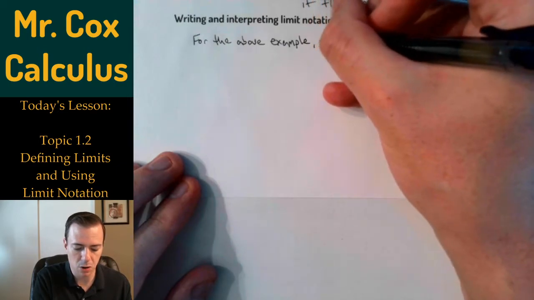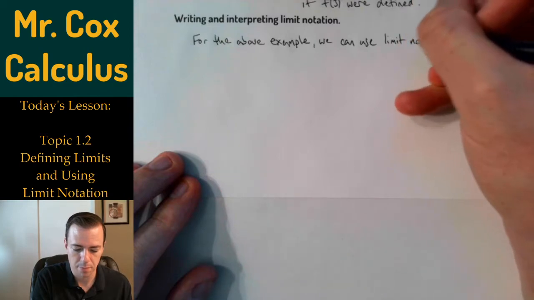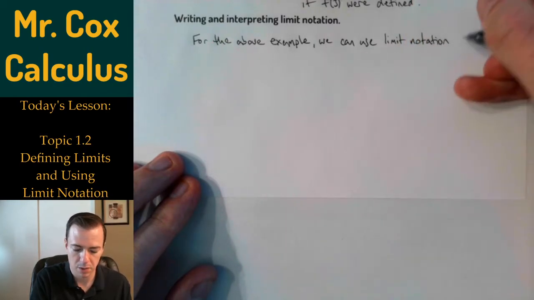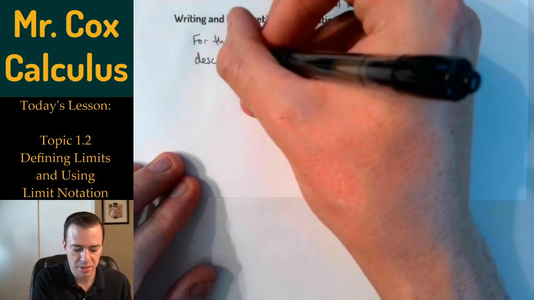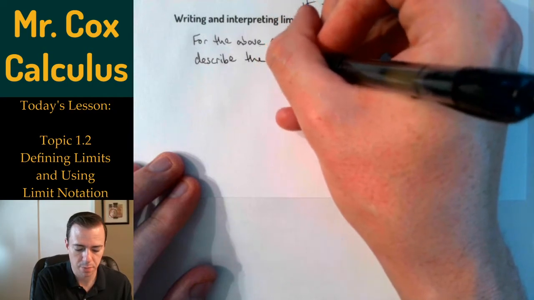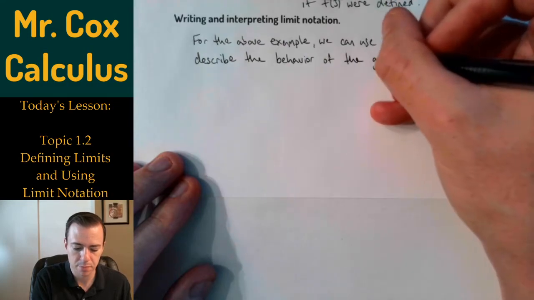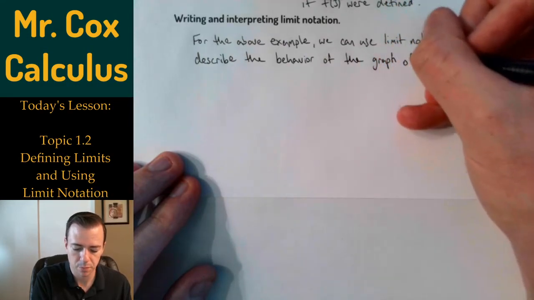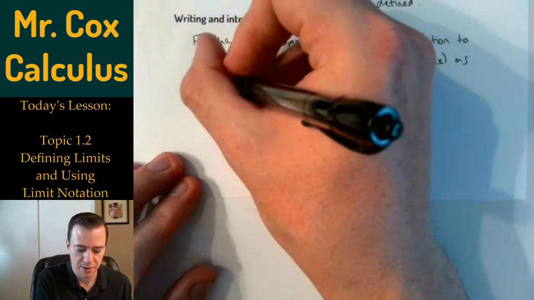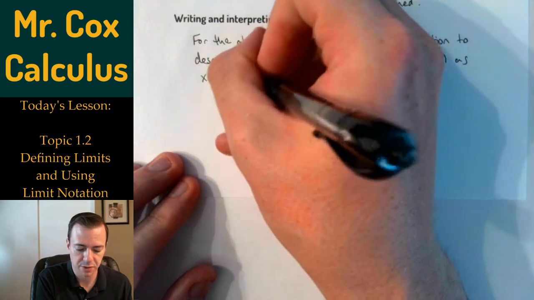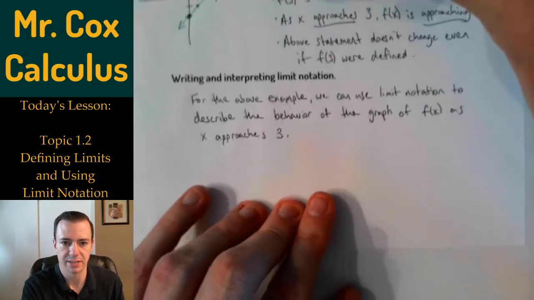we can use what's called limit notation to describe the behavior of the graph of f of x as x approaches 3. And if you'll recall, in fact, I'll go ahead and slide it back up here.